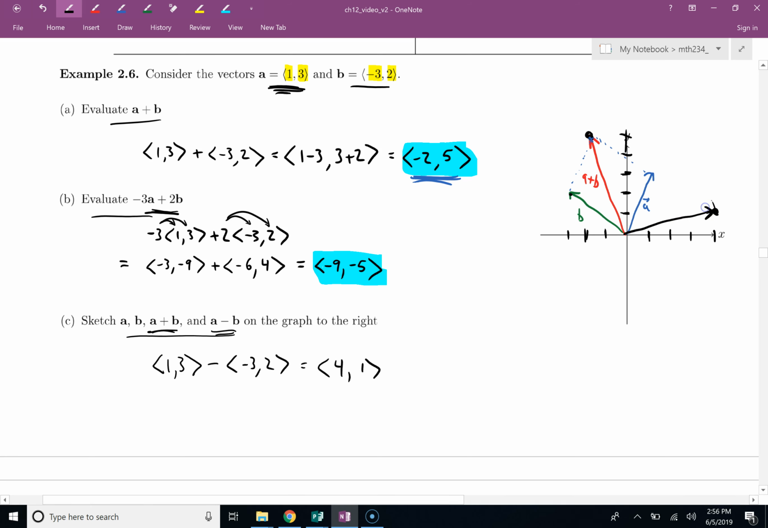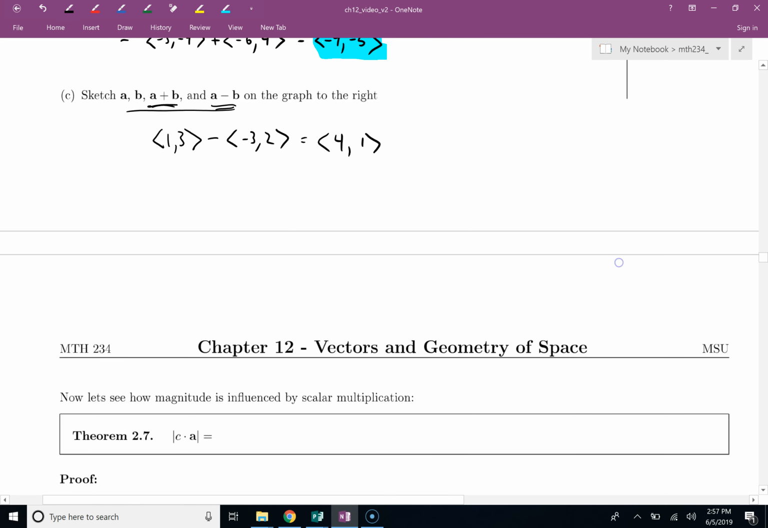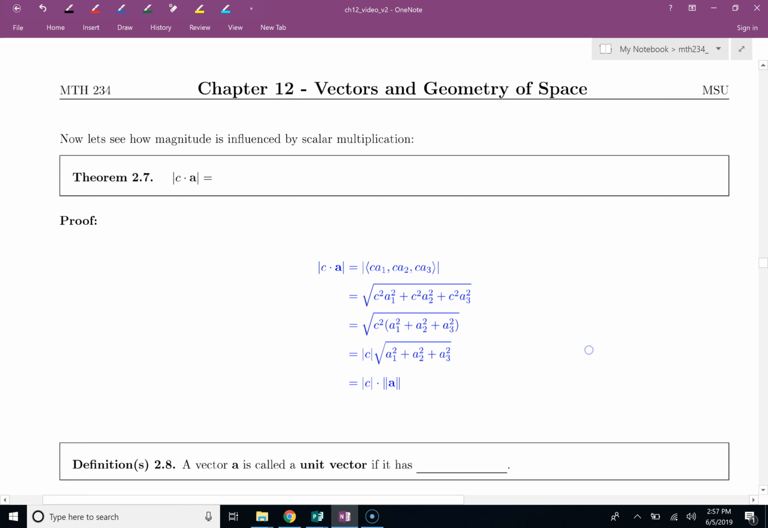So this right here would be A minus B. So that is, you go along A and then you go along B in that negative direction. All right. So that is quite a bit of exposure to the vector addition and scalar multiplication.